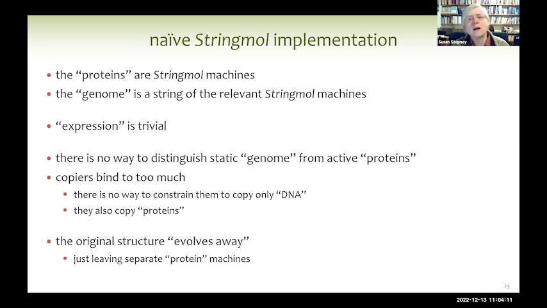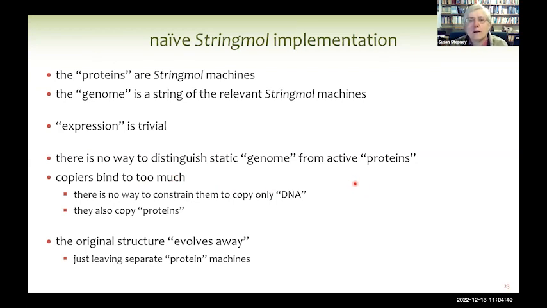We started off with a naive implementation where the proteins are simple string mol machines, little string mol programs. And then the genome is simply the concatenation of these relevant machines. So expression is trivial because it's just there directly. But there's a problem. There's no way in this system to distinguish between the static genome and the active proteins, because essentially they are the same thing.